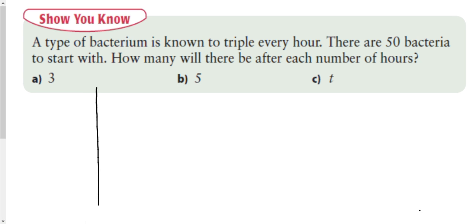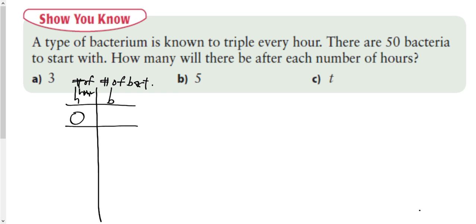So we're going to make a table here to start. We're going to call this column H for number of hours, and this one B for number of bacteria. After 0 hours, since it started with 50 bacteria, after no time there are going to be 50 bacteria in whatever dish is holding them. After 1 hour, those 50 bacteria are going to triple, so we triple 50 to make it 150. Now after 1 hour, there are 150 bacteria in the dish.